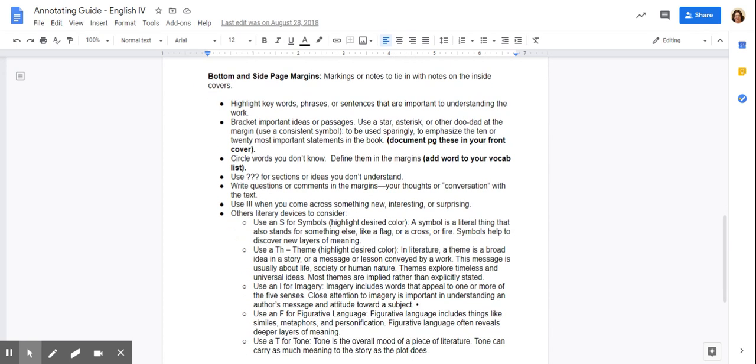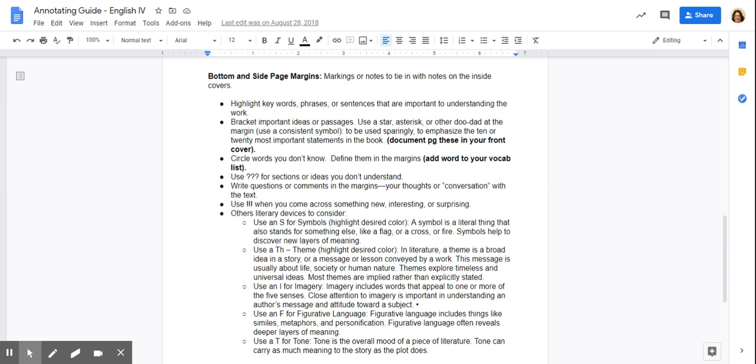Same thing with the bottom and the side margins. This is where you're really making notes about things that you're highlighting. One thing that I definitely do not ever want to see is something underlined or something highlighted in your book where you did not make a note in the margin explaining what that was, explaining what it meant. Even if your note is just a word, or even if it's a question mark, it says here use question marks for sections you don't understand. You could highlight something and then put question marks beside it. You could use exclamation points for things that you felt are really important.